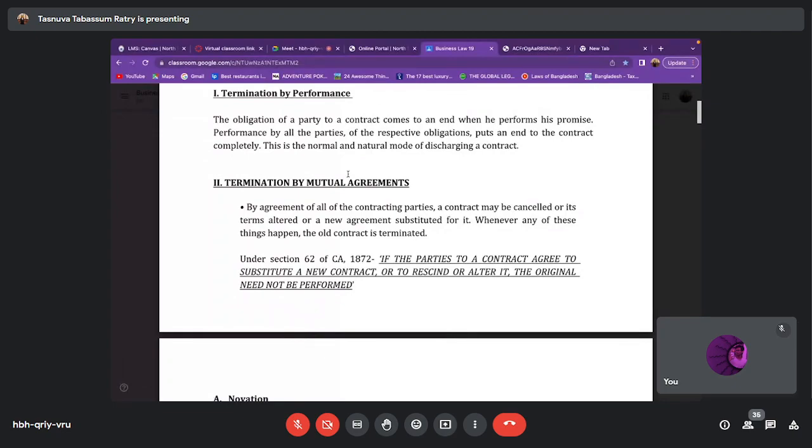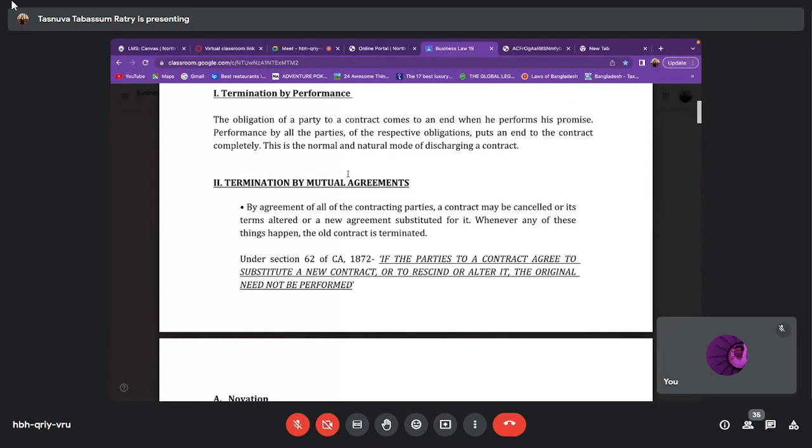So, let's see one by one. So when does termination by mutual agreement happen? Termination by mutual agreement happens when the parties mutually decide that they want to cancel the entire contract or they want to alter the terms of the contract. Naturally, if I alter the terms and conditions of my contract, what will happen? A new agreement will be formed. Then if a new agreement is formed, what will happen to the old agreement? It will be terminated, right?